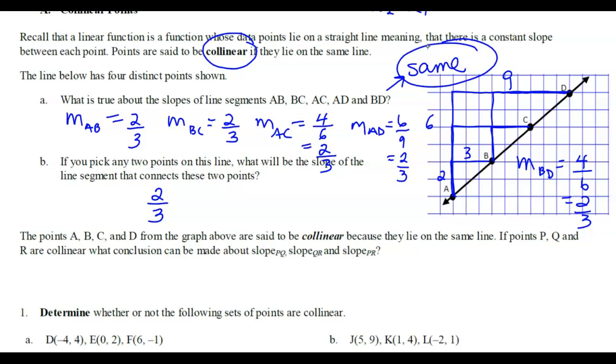If points P, Q, and R are collinear, what conclusion can be made about slopes of PQ, QR, and PR? Same, they're equal. So the actual values will be equal. So slope PQ will equal slope QR will equal slope PR. I didn't use the word, I just used the letter m because that means slope.